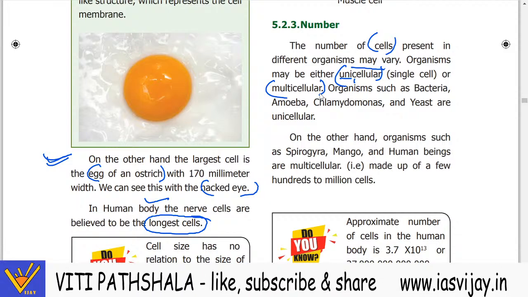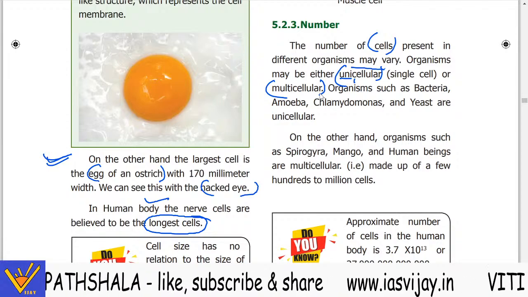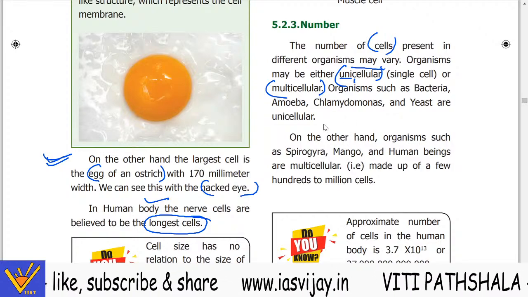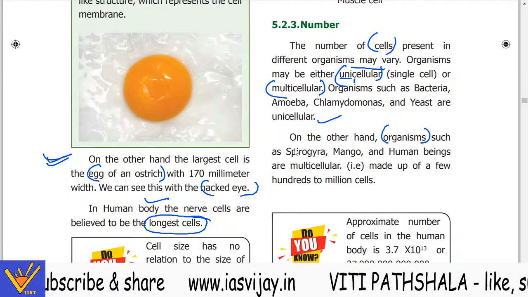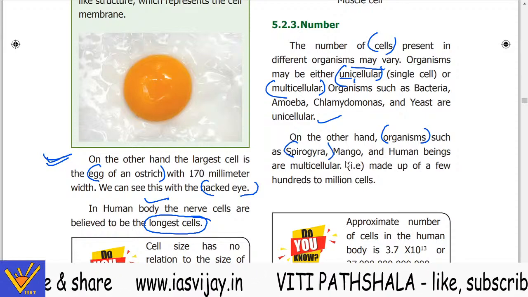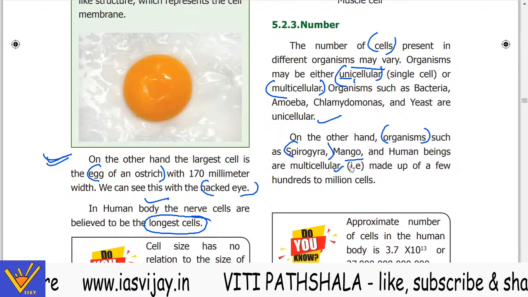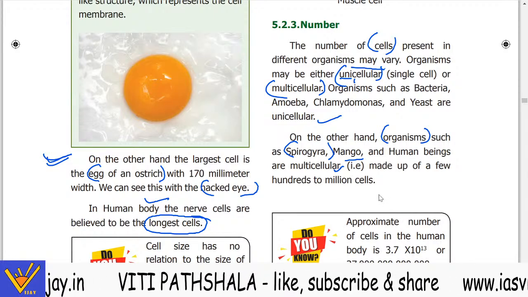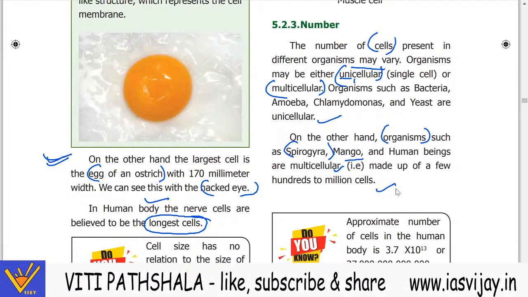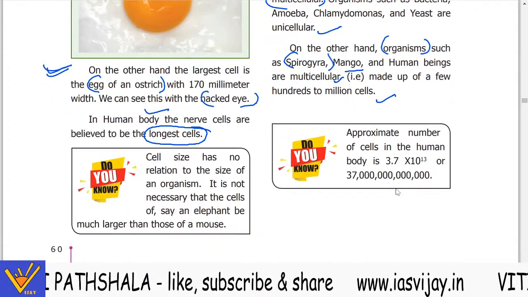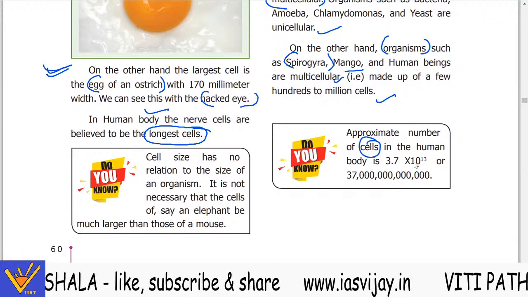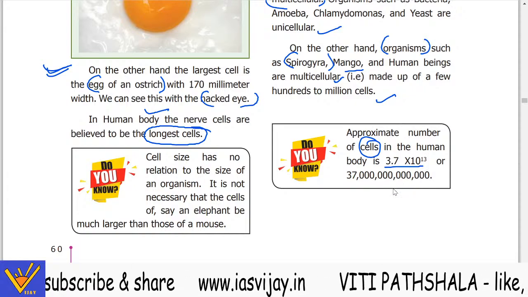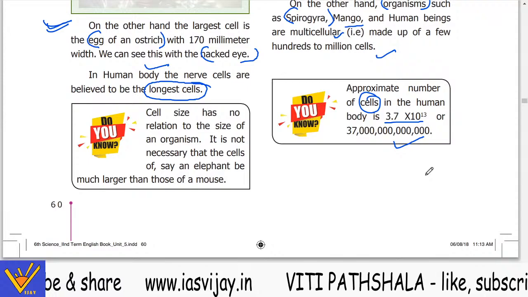Organisms such as bacteria, amoeba, chlamydomonas, and yeast are unicellular. On the other hand, organisms such as spirogyra, the mango, and human beings are multicellular. These are made up of a few hundreds to millions of cells. The approximate number of cells in the human body is 3.7 × 10^13, or this value they have shown to you.